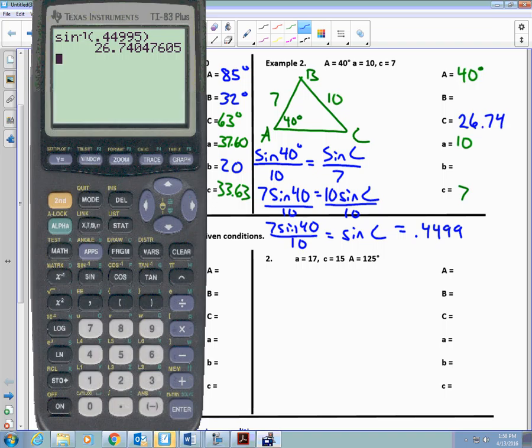Well, now that I know angle C, what can I do? We're already done? No, no, no. It is 159. Okay, well, so yeah, you would subtract. Let me just do this one part. 180 minus 40 minus 26.74, and you get 113.26. In order to find B, just set up the law of sines.